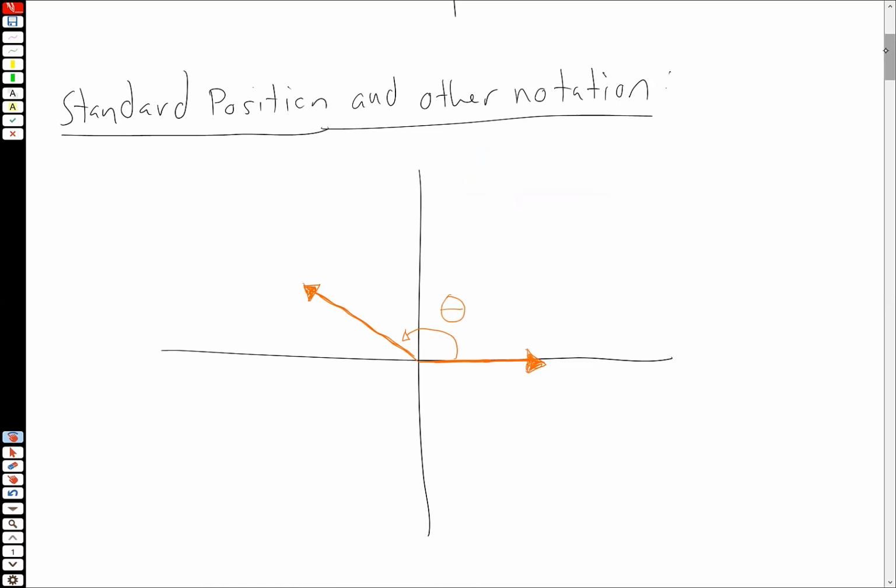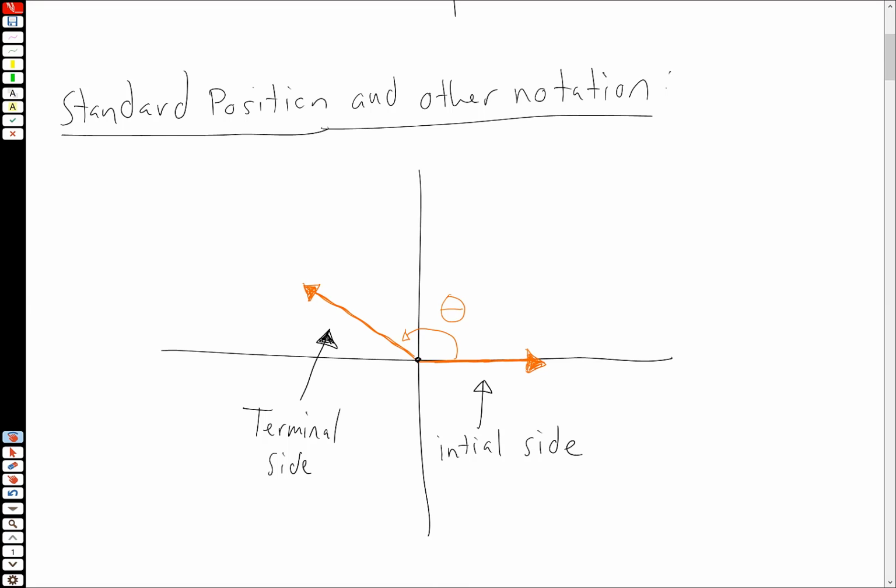All right, so firstly, we're only going to be dealing with angles in standard position. Now, what does standard position mean? Standard position means that the initial side of an angle, which is the side that the angle starts on, is on the positive x-axis, and its terminal side, well, it can be anywhere. Additionally, standard position means that the vertex of the angle, so the corner, is at the origin.